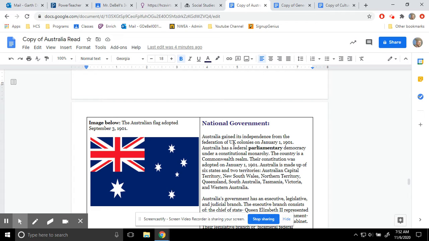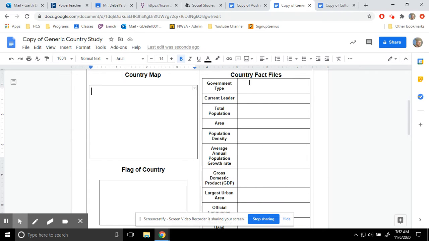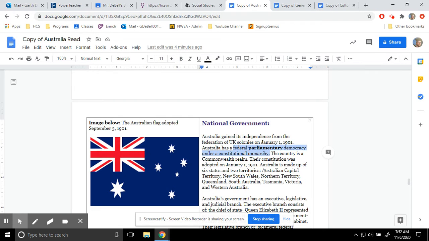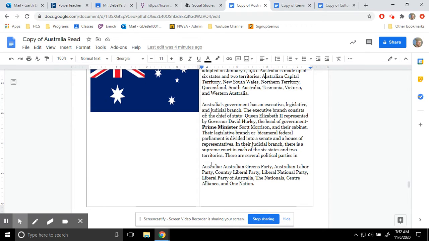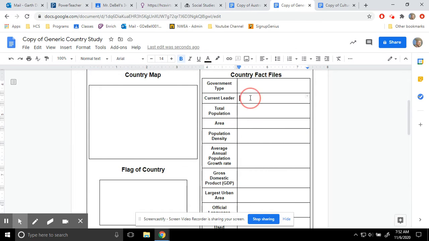So this section here, federal parliamentary democracy under a constitutional monarchy, that is what you're going to go for government type. The current leader, right here, Prime Minister Scott Morrison, right? So that would be the person that you would put here.